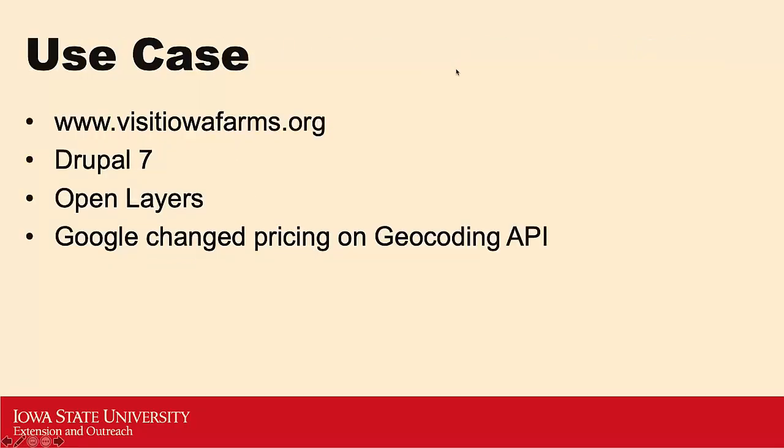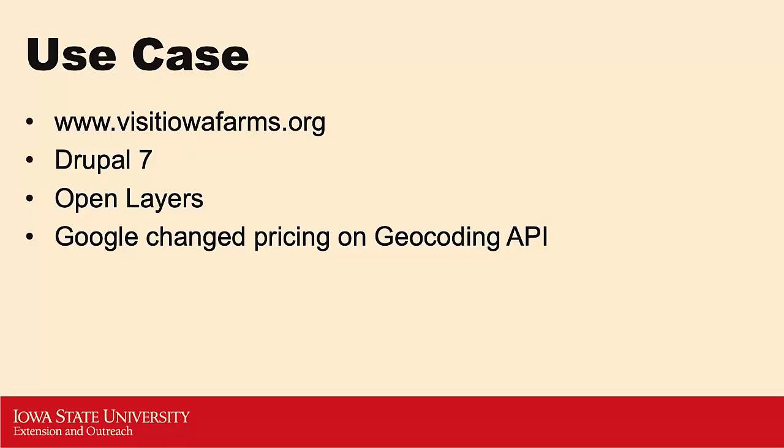So where I kind of got interested in this, or started looking at it, is we have a website, www.visitiowafarms.org, and it's a site where people can tell us about pumpkin farms or tree farms. There's ag museums and things like that across the state, and they wanted to have mapping features and be able to do proximity searches and stuff like that.